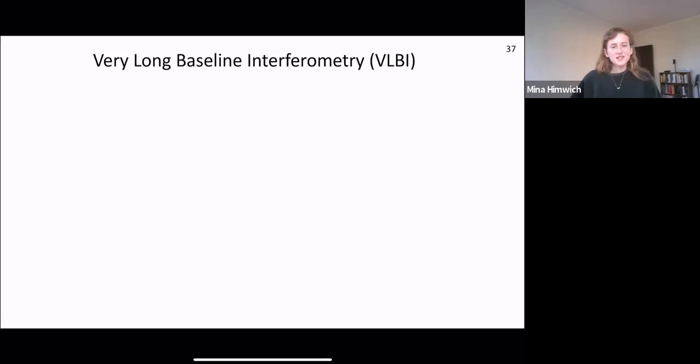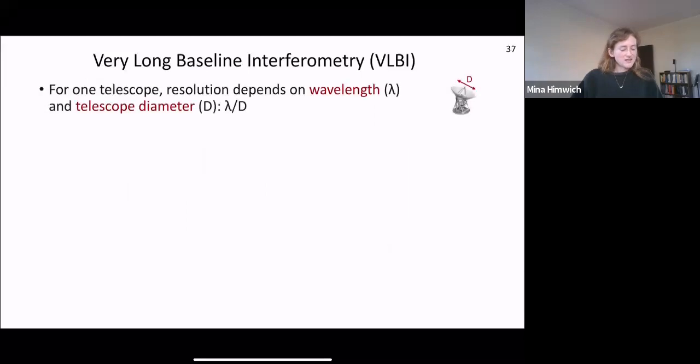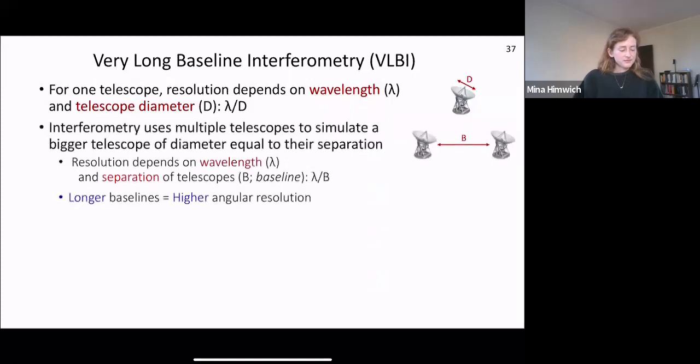The Event Horizon Telescope uses a technique called very long baseline interferometry, which I'll explain now. This is all review, but one telescope has a resolution that depends on the wavelength that you're observing at and the telescope's diameter, which goes as lambda over D. So bigger telescopes will have higher resolution. Interferometry is a technique that uses multiple telescopes to simulate a bigger telescope, where the diameter of the telescope is equal to the separation between the telescopes, which is called the baseline B. Now the resolution will depend on lambda over B, which means that longer baselines, again, have higher resolution.